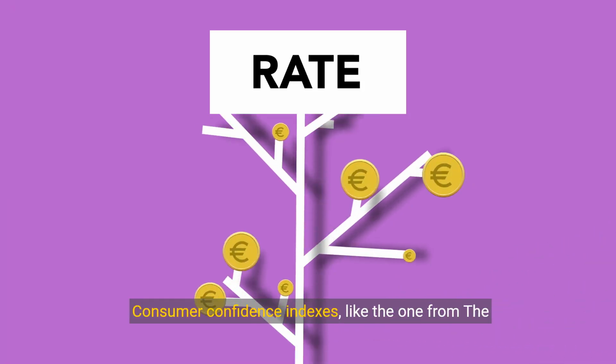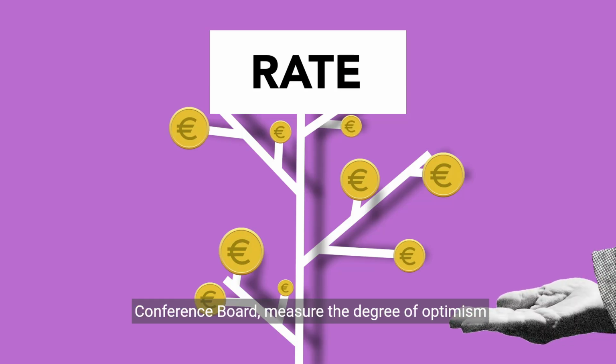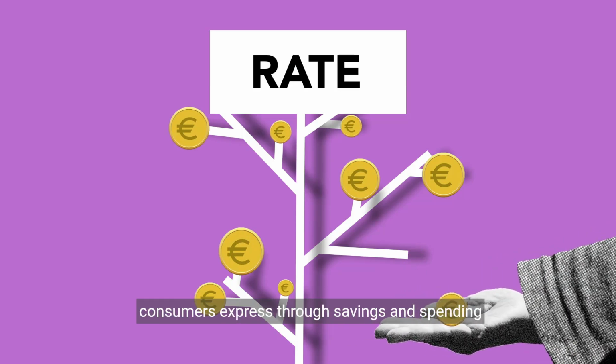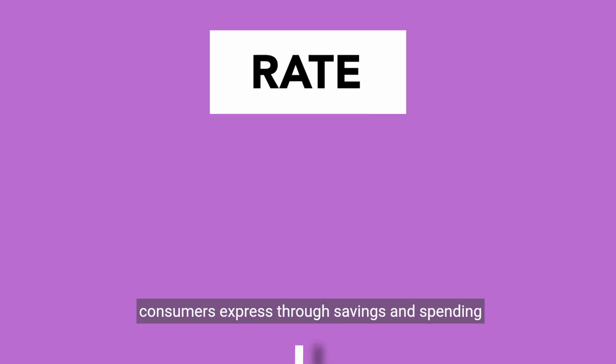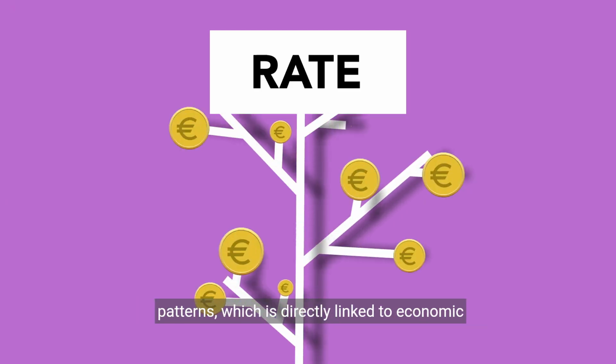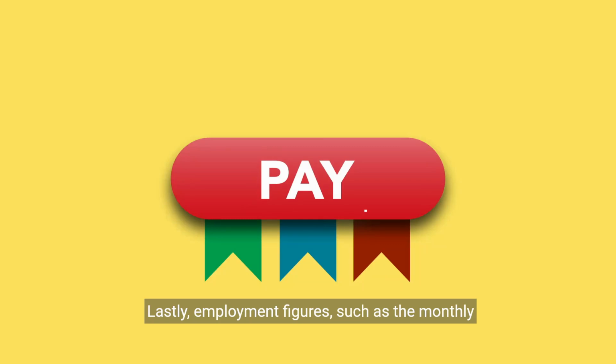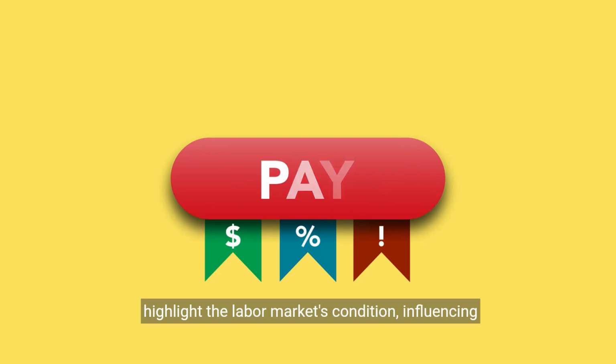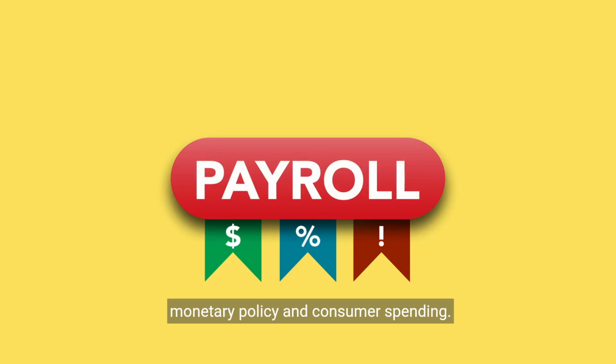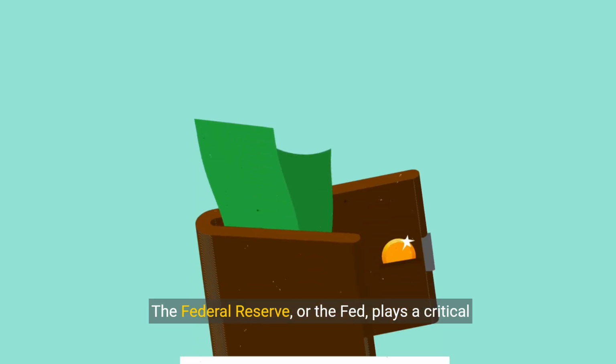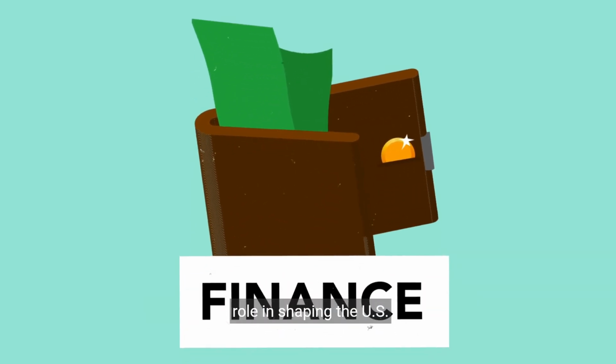Consumer confidence indexes, like the one from the Conference Board, measure the degree of optimism consumers express through savings and spending patterns, which is directly linked to economic activity. Lastly, employment figures, such as the monthly non-farm payrolls and the unemployment rate, highlight the labor market's condition, influencing monetary policy and consumer spending.